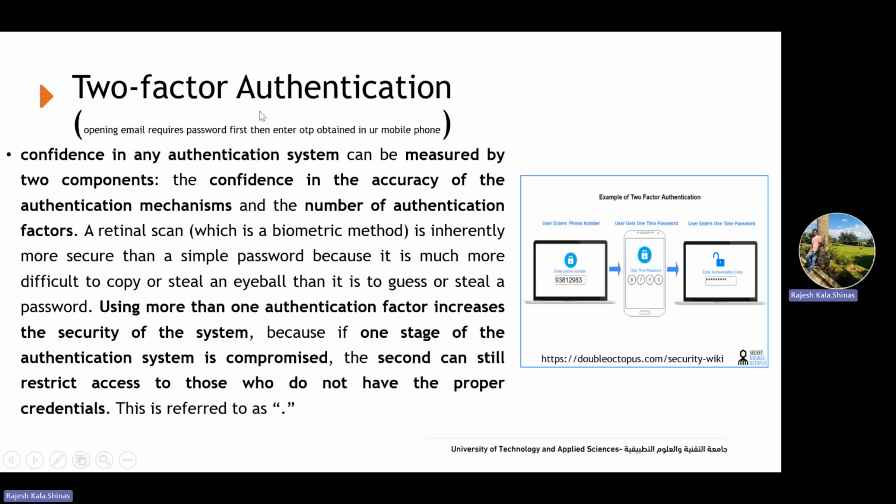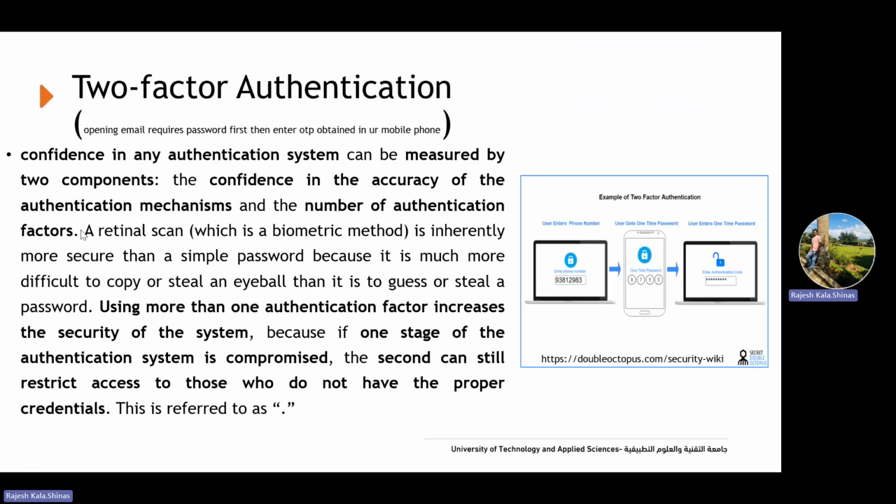Two-factor authentication. Any authentication system is measured by two components: confidence in the accuracy of the authentication mechanism, so how accurate is the authentication mechanism, and the number of authentication factors. For example, if you are using only a password to log into email, this is only one-factor authentication. When you want to log into email, if you use the password plus the OTP received on your mobile phone, it is called two-factor authentication.